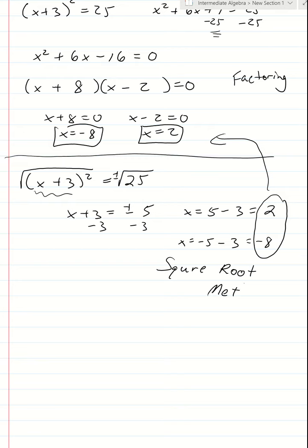Both methods work. Okay. Factoring only works when things are factorable. The square root method will only work when you have the squared quantity and the numerical quantity. Let's just try one more.